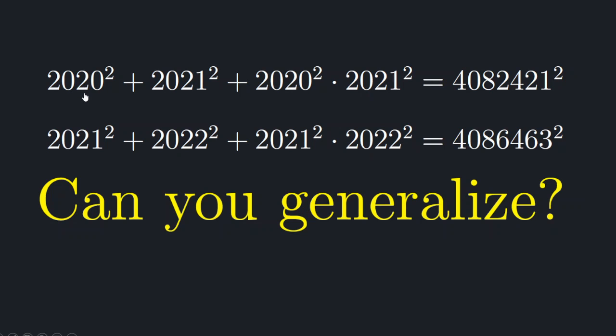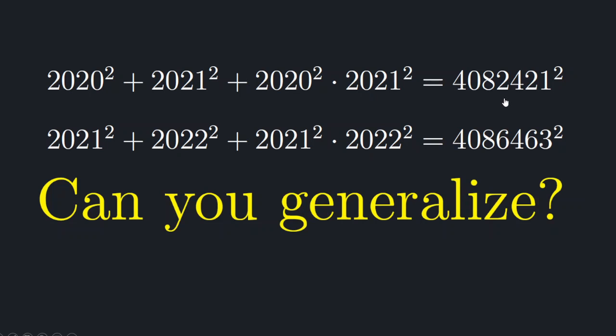We have 2020 squared plus the next whole number squared. By the next whole number, we mean 2021. 2021 is the next whole number after 2020. And then plus 2020 squared times 2021 squared equals some whole number squared.